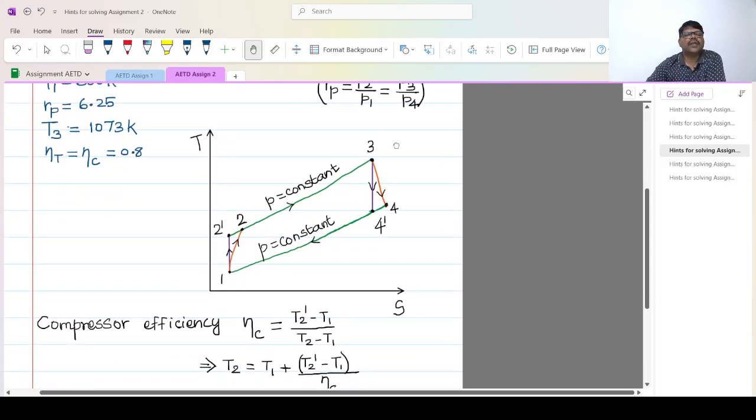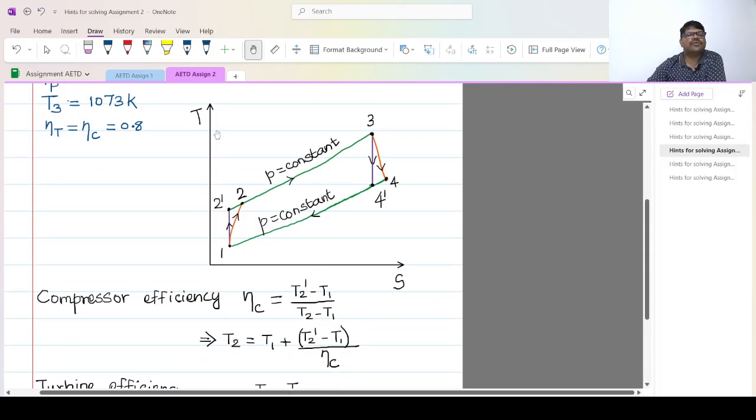Right. So in addition to this, I have also shown the process of the Brayton cycle on TS plane or TS diagram. Right. So here, if you look at the process 1 to 2, that is compression, and the process 3 to 4, that is expansion, I have represented these two processes in two different ways, like 1 to 2 and 1 to 2 dash.